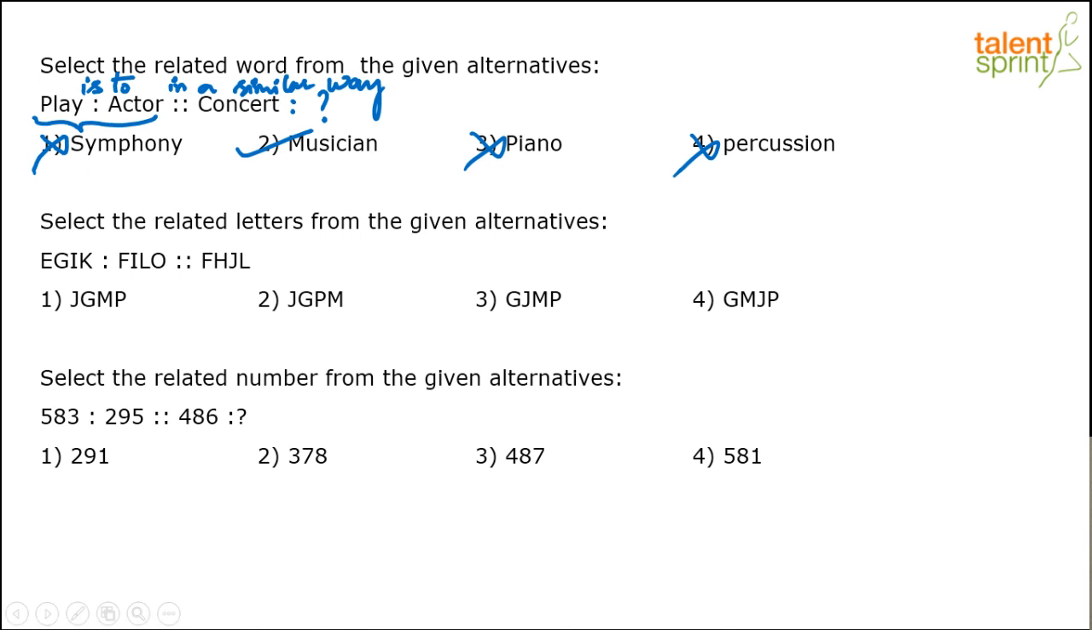So the question is actually as follows. A play is related to an actor. In a similar way, concert is related to a musician. Look at the next one. Select the related words from the given alternatives.